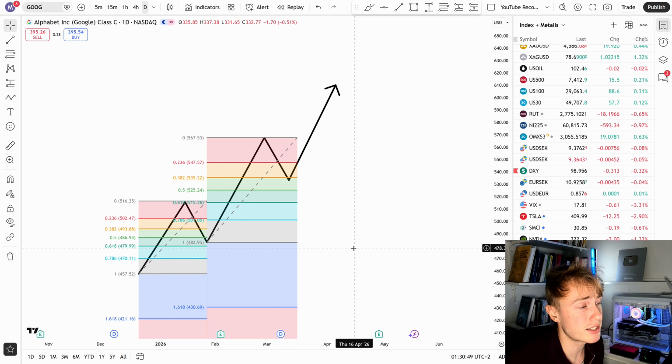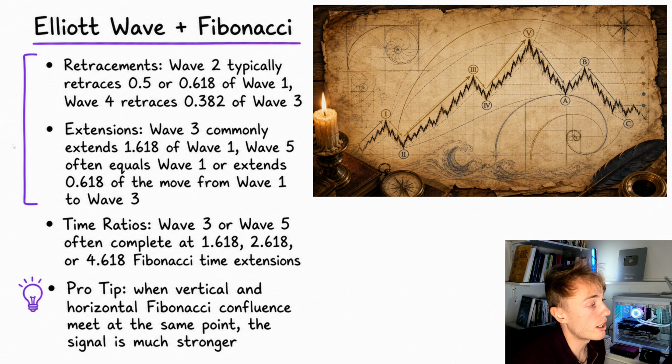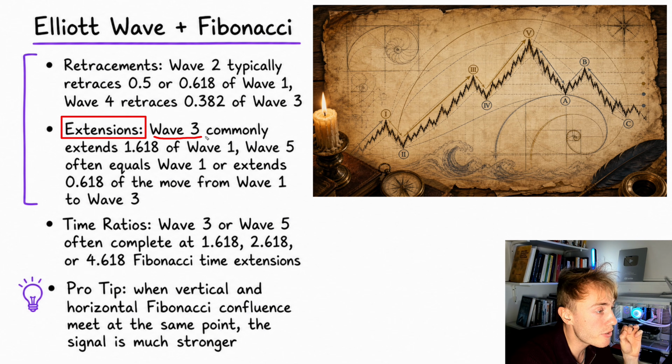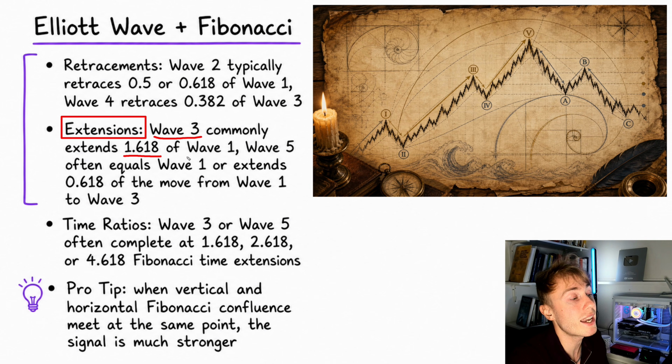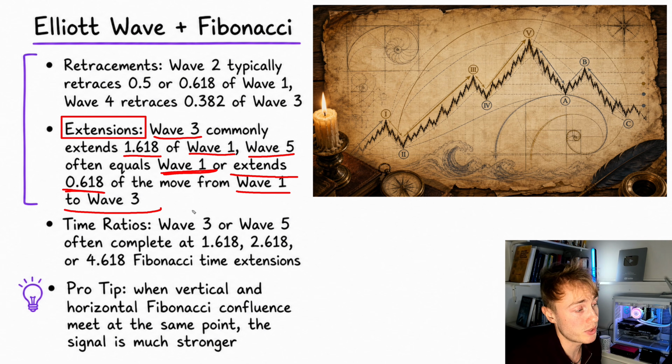But now I want to switch attention a little bit because we need to also talk about Fibonacci extensions. So here, when it comes to Fibonacci extensions, we have that wave 3 commonly extends 1.618 of wave 1. And wave 5 often equals wave 1. So we usually have wave 1 and wave 5 around the same, or it extends 0.618 of the move from wave 1 to wave 3. And let's jump back into TradingView to demonstrate this clearly.